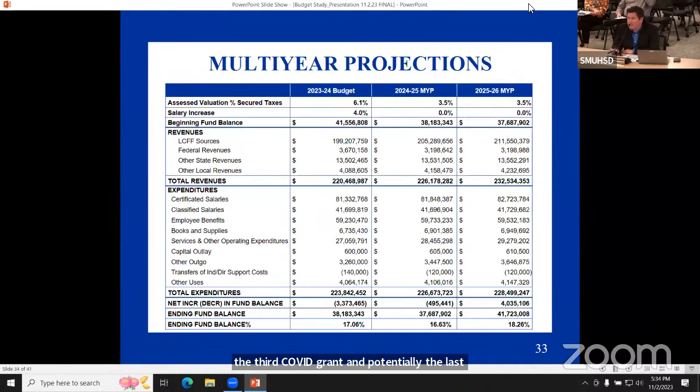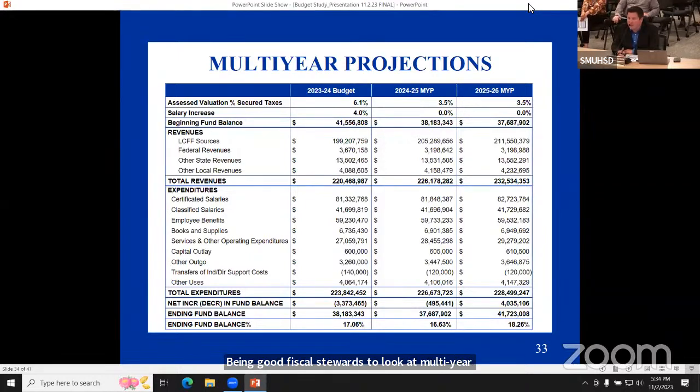And lastly, I'll move into multi-year projections. We're required by state law, but also by being good fiscal stewards, to look at multi-year projections.